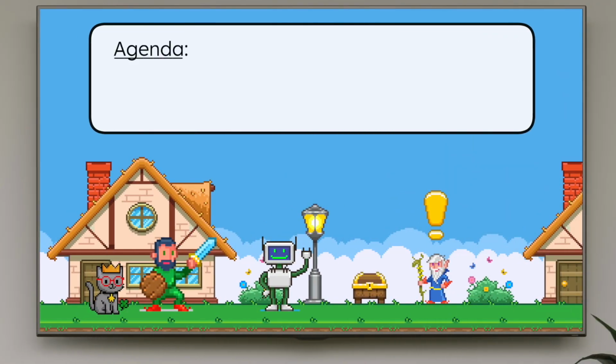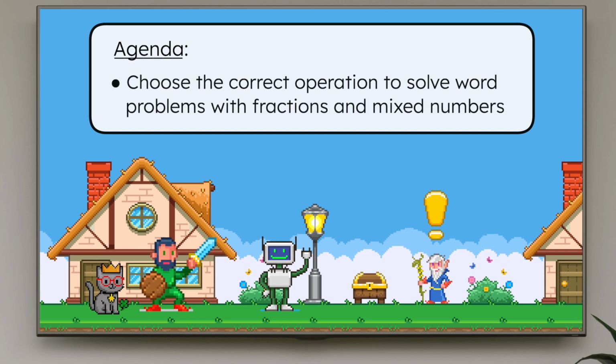By the end of today's lesson, you'll be able to choose the correct operation to solve word problems with fractions and mixed numbers. Have your guided notes ready? And let's level up.